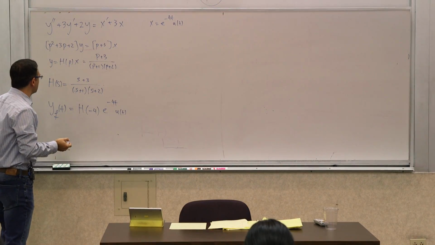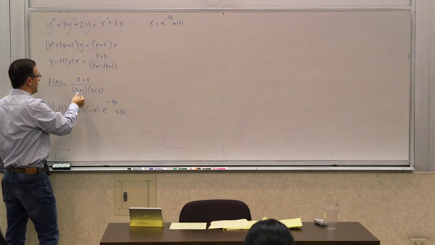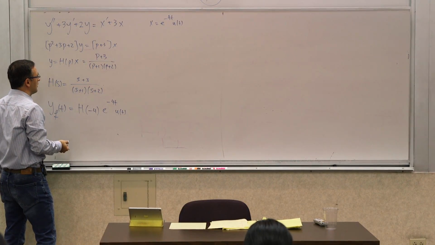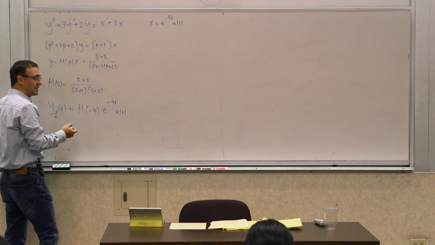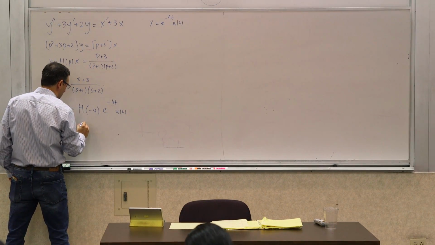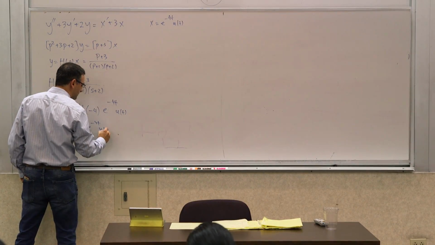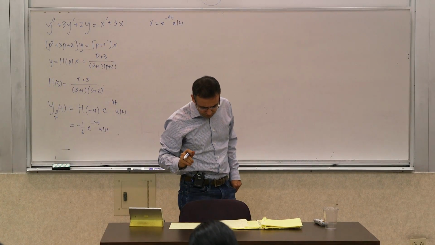which is what? This is negative 1, negative 3, negative 2. So it's negative 6, 1 over 6, right? So it's negative 1/6 e to the negative 4t u of t. I believe that's what it is.